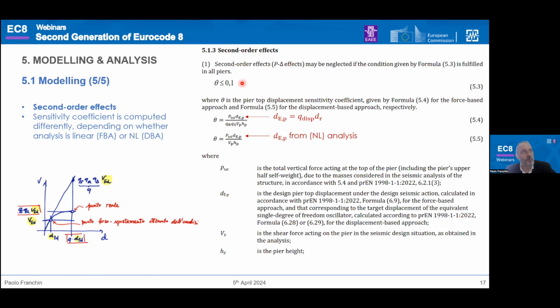If this ratio is up to 0.2, you can simply amplify values from a linear analysis. Otherwise, you need to carry out a nonlinear analysis, and you have a limit for theta that cannot exceed 0.3. This is something that should have already been explained in the webinar on part 1.